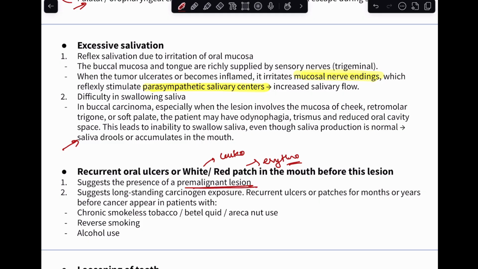Second, it will also suggest that there has been a long standing carcinogen exposure, that first a pre-malignant lesion has developed and then the pre-malignant lesion has undergone a malignant transformation. So in that case, the history that you'll need to take is whether they are users of smokeless tobacco, betel quid, or areca nut, or if they do reverse smoking, or if there is a usage of alcohol. Alcohol has a synergistic action on the effect of smoking in cases of oral cavity cancers. So, these are all the reasons why you should know if there has been any pre-malignant lesion inside the oral cavity.